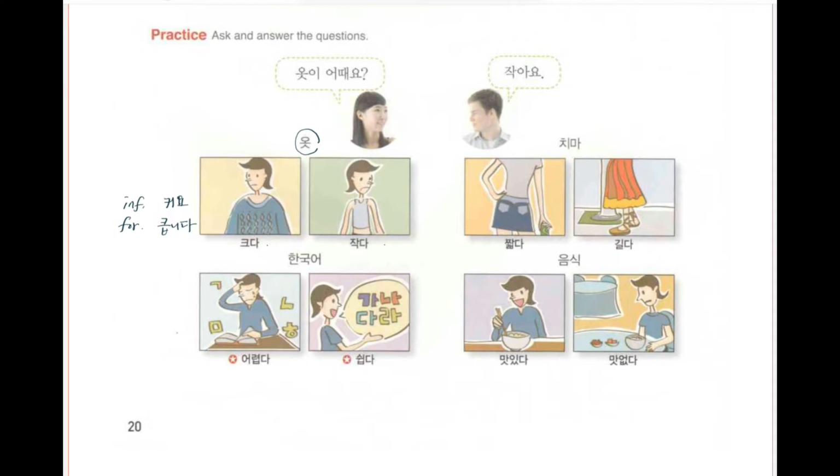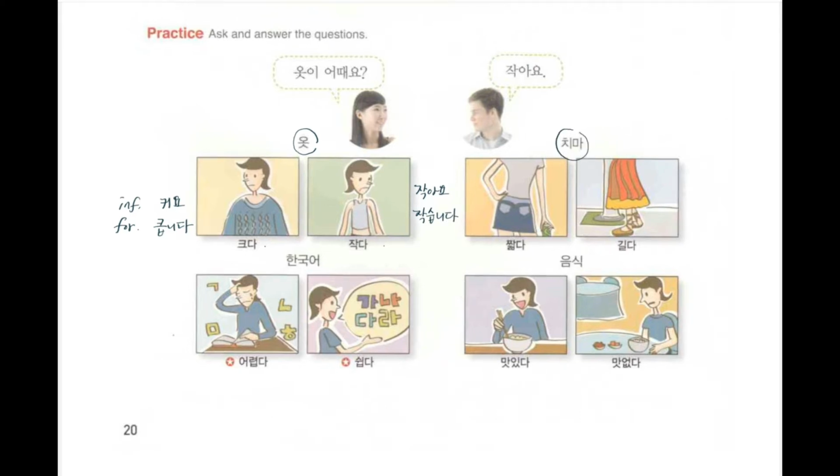자, 작다 볼까요? 작다. Informal, polite ending 어떻게 말해요? 작아요. Formal polite ending 어떻게 말해요? 작습니다. 말해요. 작습니다.